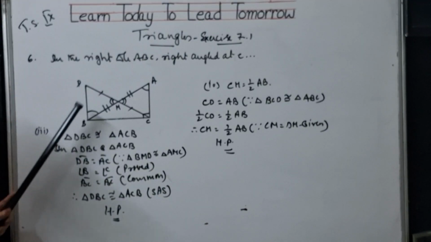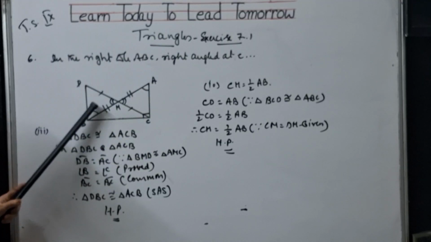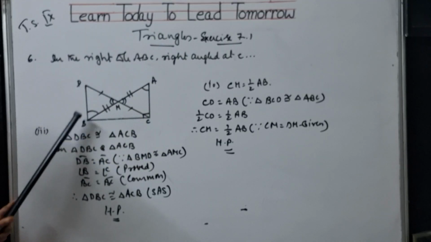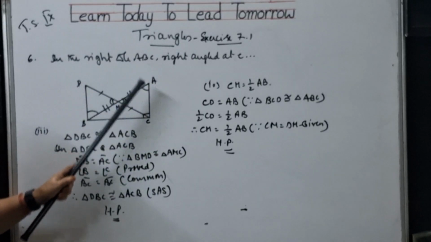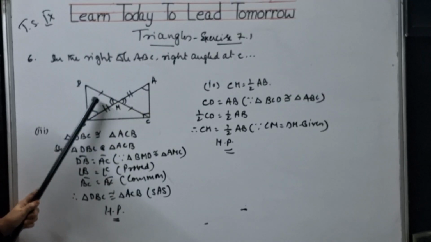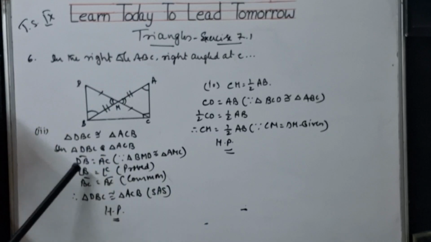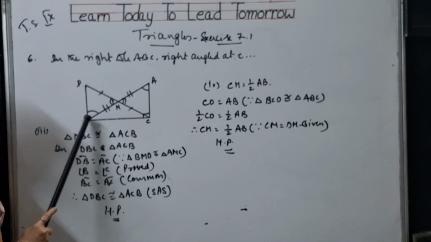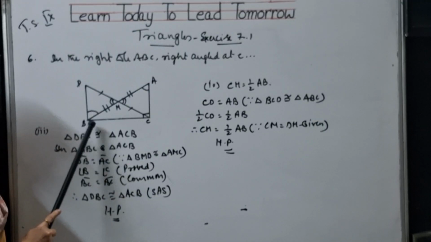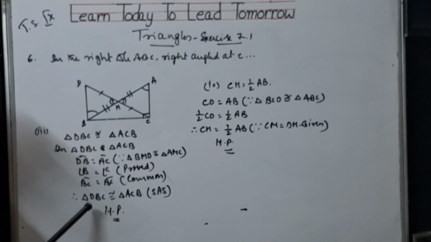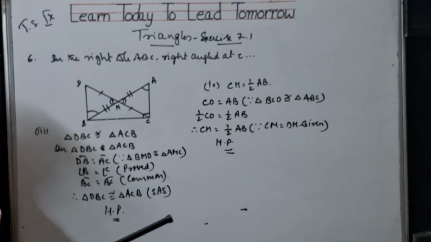So once again, third bit, triangle DBC is congruent to triangle ACB. We have to prove. So in these two triangles, triangle DBC and triangle ACB, DB is equal to AC. Why? Because when we have proved that these two triangles are congruent, then definitely their corresponding sides are equal. So DB is equal to AC. And angle B is equal to angle C, just now we have proved in the second part. And BC is equal to BC, it is common. So basing on side angle side property, these two triangles are congruent.